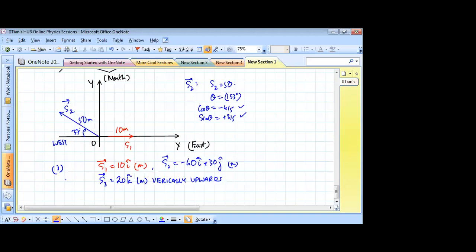Now, next part, what you have to do, you have to find the net displacement, which is the sum of these. So, if you understood this now, you can work that out. Just work out the sum of these.